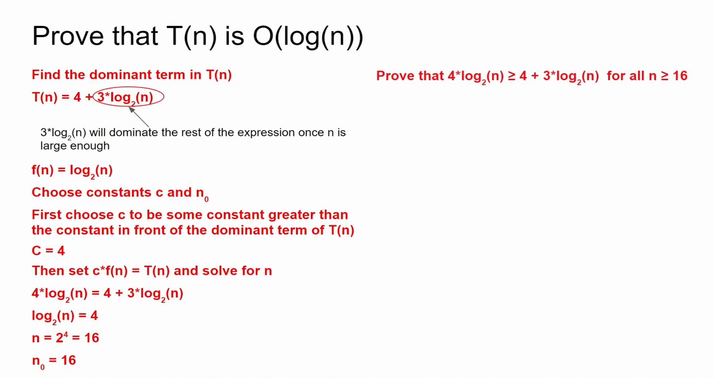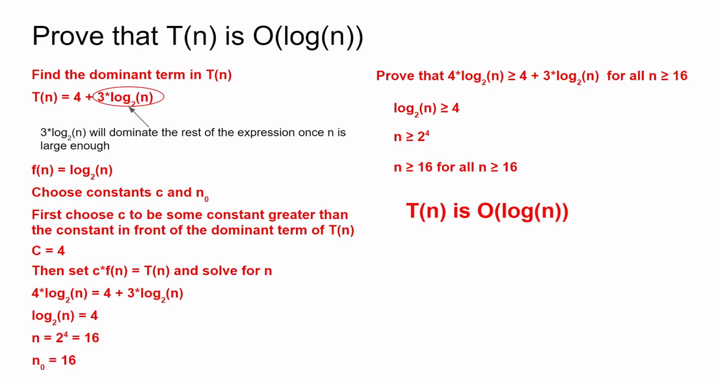And now we will prove that 4 log base 2 of n is greater than or equal to 4 plus 3 log base 2 of n for all n greater than or equal to 16. Subtracting 3 log base 2 of n from both sides, we get log base 2 of n is greater than or equal to 4, and taking 2 to the power of both sides gives us n is greater than or equal to 2 to the power of 4, or 16. And since we have n is greater than or equal to 16 for all n greater than or equal to 16, which is a true statement, T(n) is O(log n), and has logarithmic time complexity.